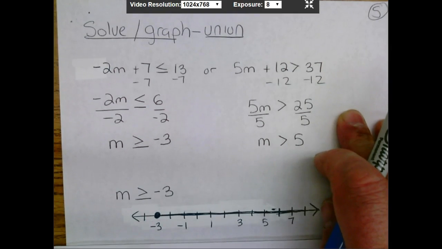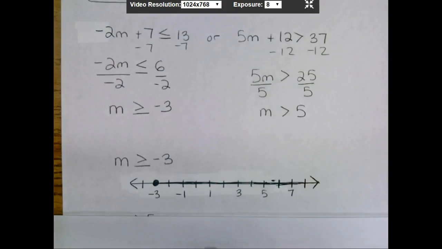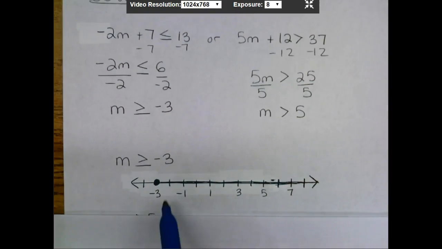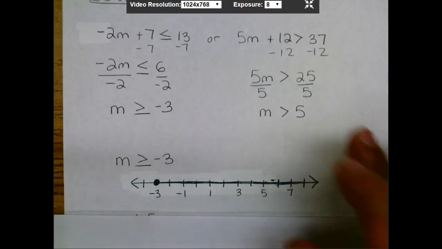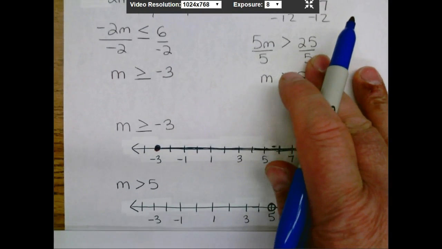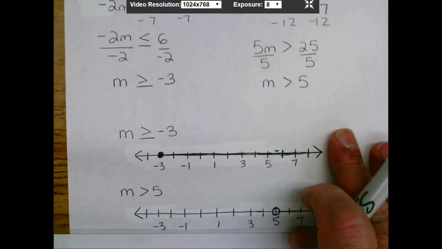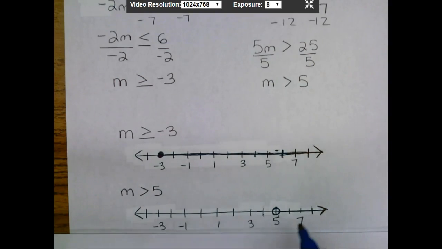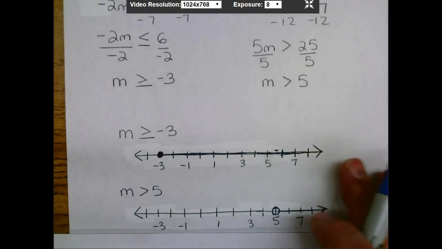So here is my m is greater than negative 3. It's going to be right here. It's greater than or equal to, so it's going to go to the right. And then here it's going to be m is greater than 5. So then don't count the 5, and then it goes over this way.